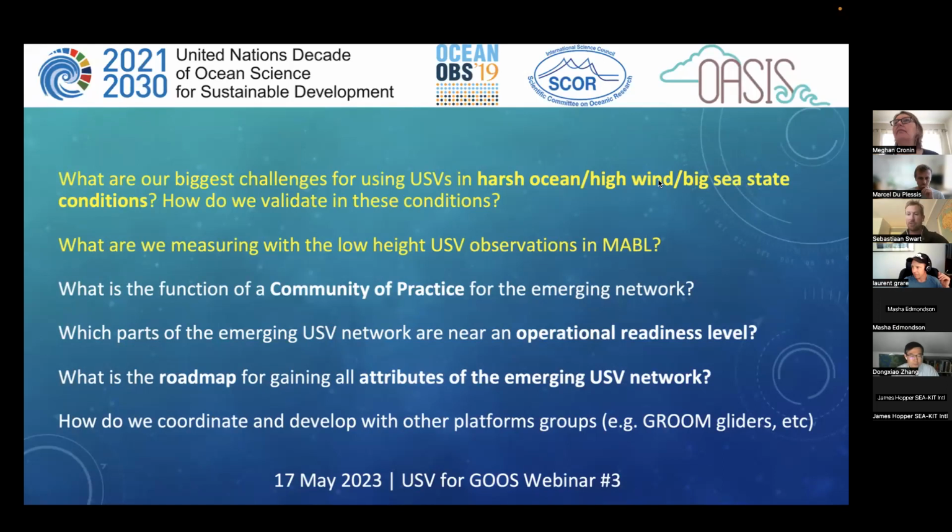How do we validate these? After Laurent showed us the work that they've been doing around FLIP, and then Marcel shows us the Southern Ocean, where we have very little validation data against ships or otherwise, and the same for hurricanes. So how are we going to validate these very rough conditions? And what are we measuring with these USVs that are sampling at such low heights, 1 to 4 meters height or so, depending on the platform you use? So what are we observing in the atmospheric boundary layer, and how does it matter to collect observations going forward at these heights above sea level?